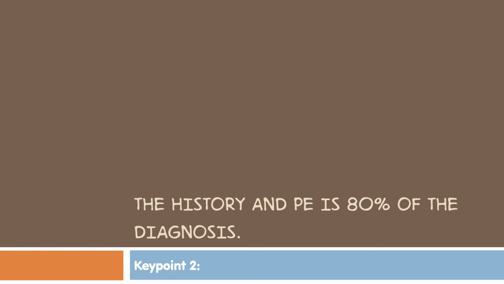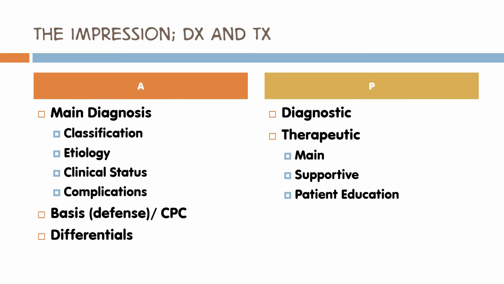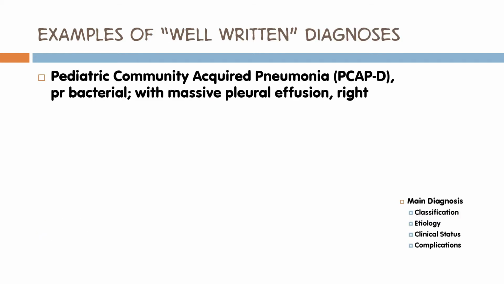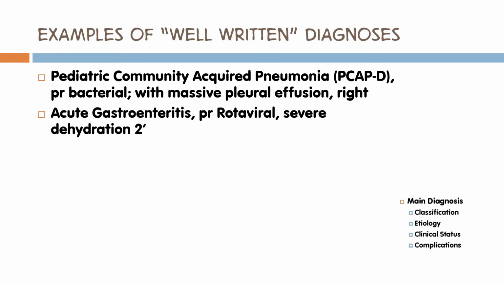Remember that we will be evaluating also whether your diagnosis in the PBL is complete. This is a general guide. Indicate the main diagnosis, the classification, the clinical status, the etiology if possible and applicable, and complications if there are any. For example, pediatric community-acquired pneumonia, PCAP D, probably bacterial with massive pleural effusion, right. Or acute gastroenteritis, probably rotaviral, severe dehydration, secondary.